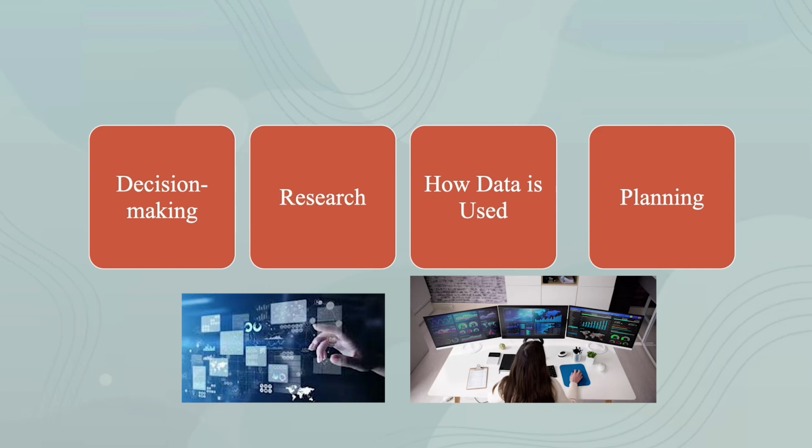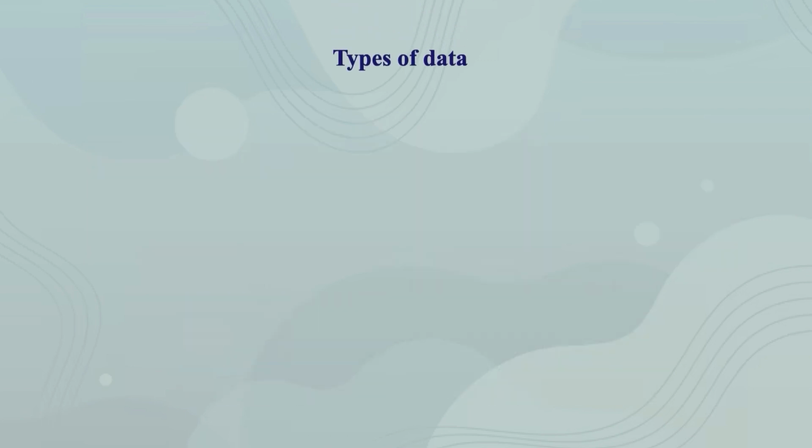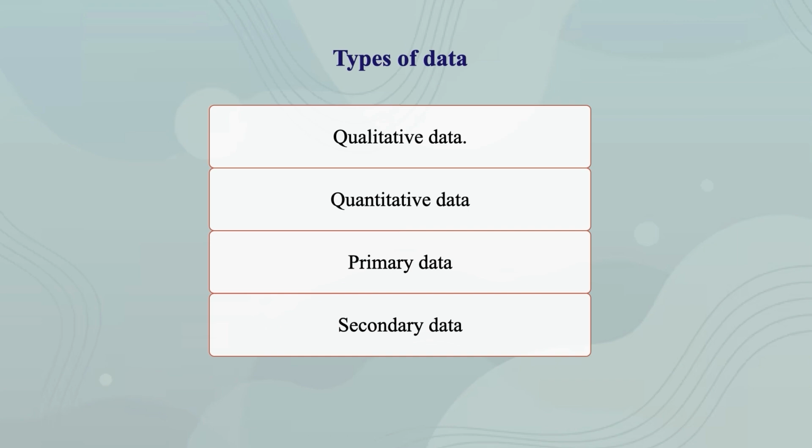Data can be used to plan for the future. So we have to see that there are different types of data. It can be quantitative data, qualitative data, primary data, secondary data. What is qualitative data? Data that can't be expressed numerically, but instead is described using categories or characteristics. Quantitative data is data that can be expressed numerically, such as measurements of time and distance.